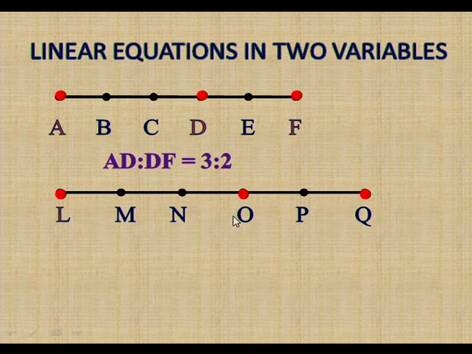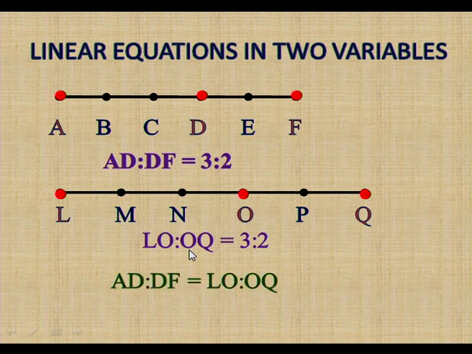So, in that case, if I go for the ratios, what happens? LO is to OQ is equal to 3 is to 2, irrespective of the length between them. That means the ratio of AD is to DF is equal to LO is to OQ. Their ratios are the same. This is about the line segments and their parts. Here we have observed that all the parts are equal in length.